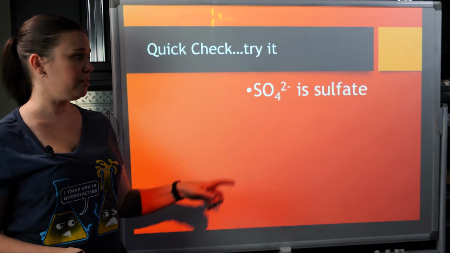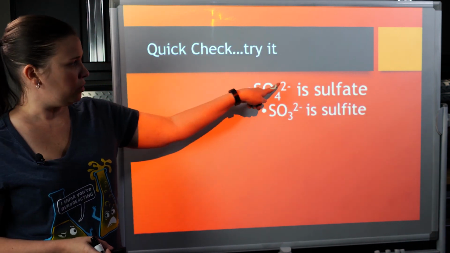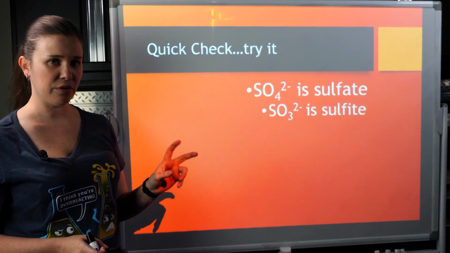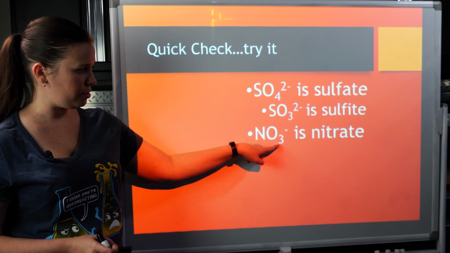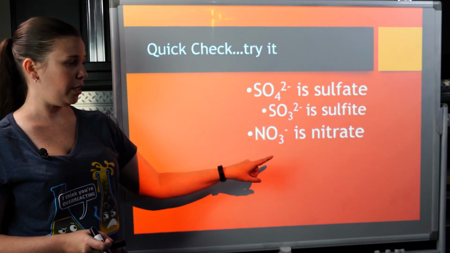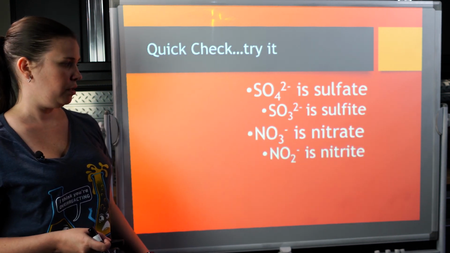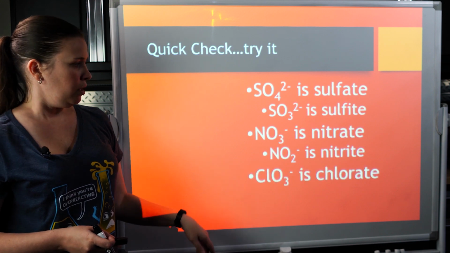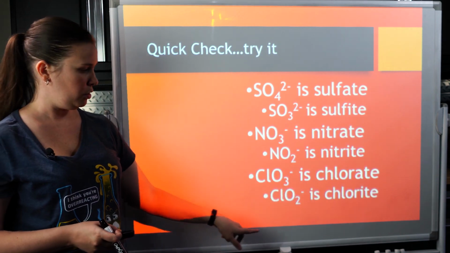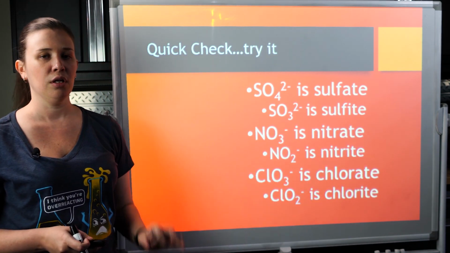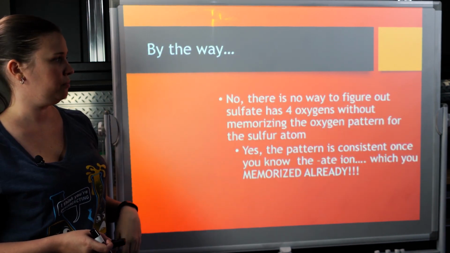If I had sulfate, SO4, sulfite would be SO3. Notice the 2 minus charge on both of them. Stays the same. If I looked at nitrate, nitrate has 3 oxygens and a 1 minus charge, so nitrite would have 1 less oxygen, NO2, but still have the 1 minus charge. NO2 minus would be nitrite. Chlorate, ending with 3 oxygens and a negative charge. To make chlorite, you would have 2 oxygens and the negative charge. Literally only dropping 1 oxygen and nothing else.